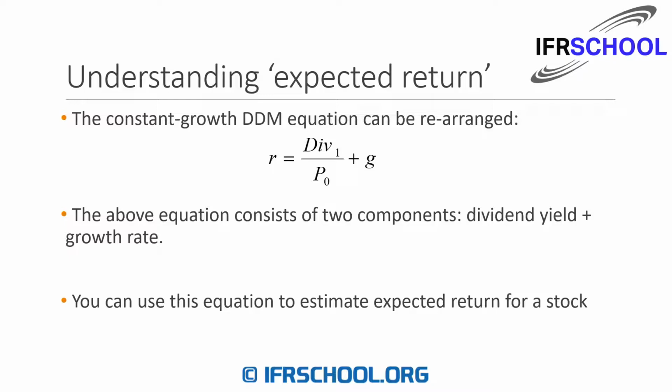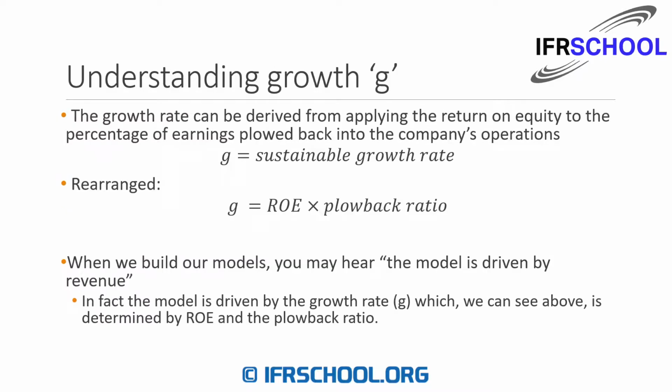If we rearrange the Gordon growth model and make G, the growth rate, the subject of the equation, we can see that the growth rate equals the return on equity multiplied by the plowback ratio.